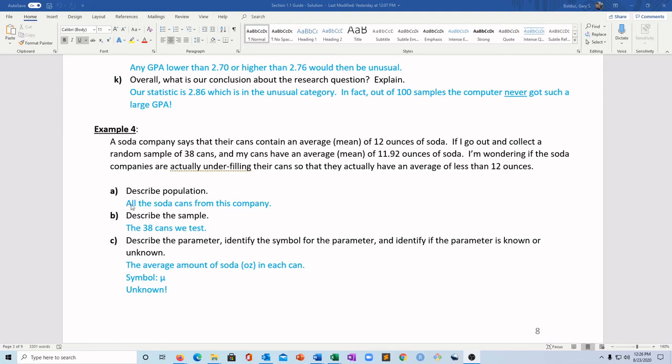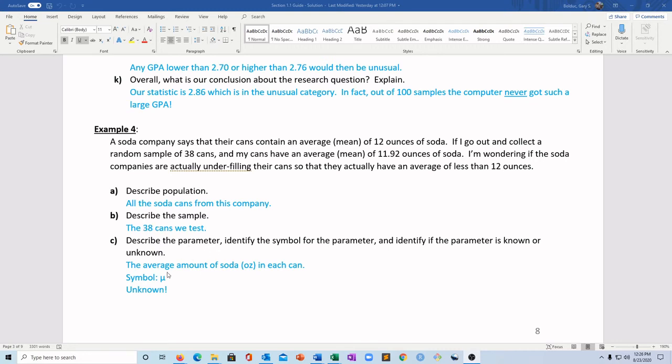What's the population? The population would be all the soda cans from this company. So all the cans they're going to make, all the cans. I'd have to look at every single one, measure it, and figure out how much is in there in order to understand this. But that's so many cans of soda, I can't do that. So what I do is I take a sample of 38 cans. Okay, so the sample of 38 cans, I can actually look at those and test them.